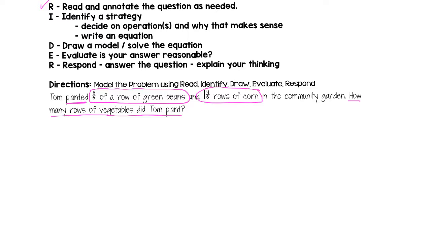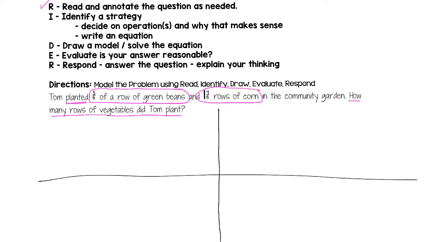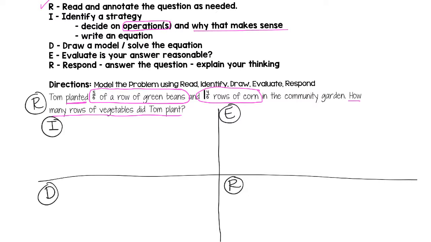I: identify a strategy. So I'm going to draw my quadrants and put, I forgot R. R, I, D, E, R. All right, now I'm going to identify a strategy, and I have to decide on the operations and why that operation makes sense. So the operations are addition, subtraction, multiplication, division, and comparing.